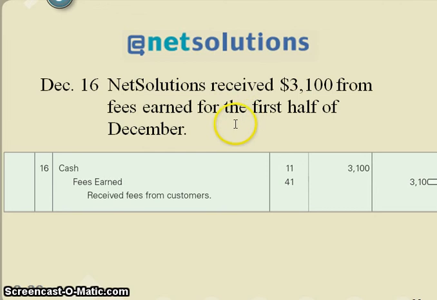NetSolutions received $3,100 from fees earned for the first half of December. Okay, so we got our cash that we received, and we record the revenue that we earned.